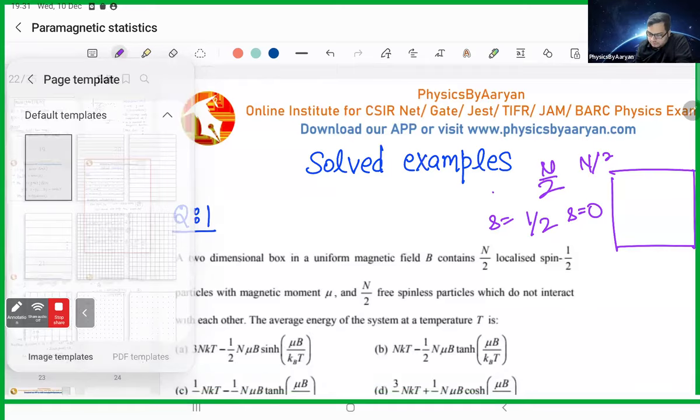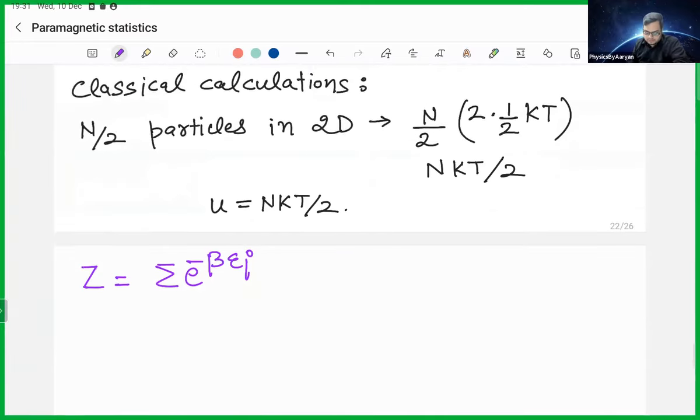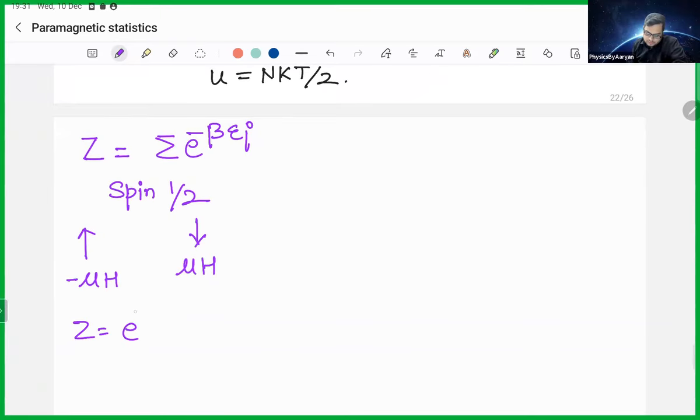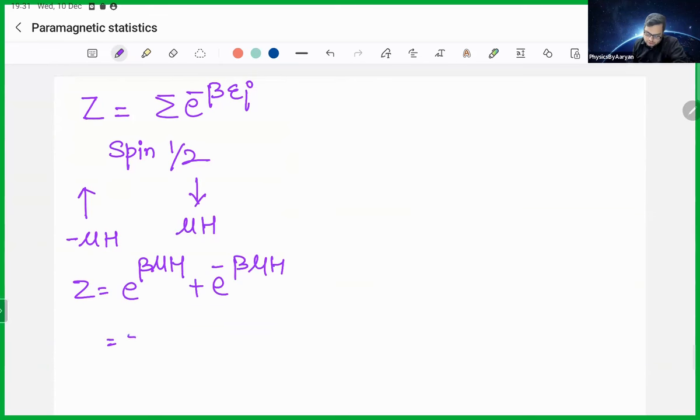This is Z. It is given by e to the power minus beta E_i. Okay. Now, what are the possibilities? If it is a spin half particle, then you have two possible energies. Either the spin half particles are aligned in the direction of the magnetic field or they are aligned opposite to the magnetic field. So the partition function becomes e to the power beta nu h plus e to the power minus beta nu h. That we already know, we call it 2 times cosh of beta nu h.